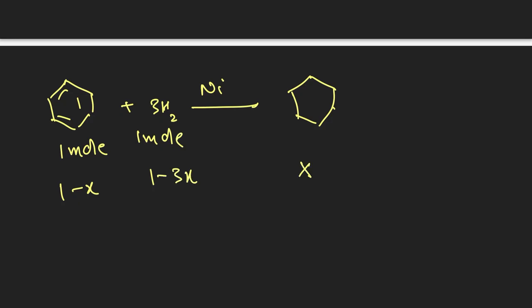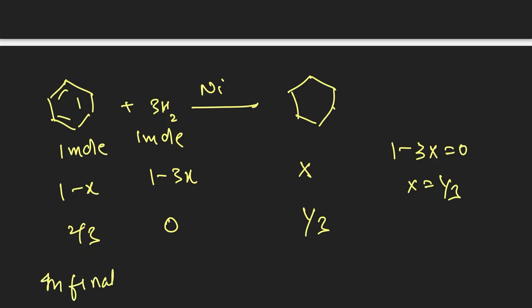So this hydrogen is the limiting reagent. So 1 minus 3x equals 0, x equals 1 by 3. So it is 2 by 3 for benzene, cyclohexane was 0 and it is 1 by 3. So in the final solution, we have benzene 2 by 3 mole and cyclohexane 1 by 3 mole. So what do we have in the final solution? We have both benzene and cyclohexane.